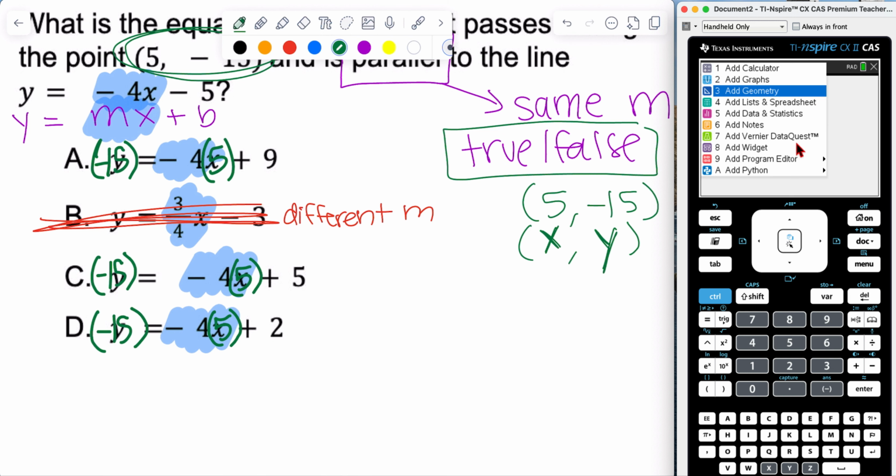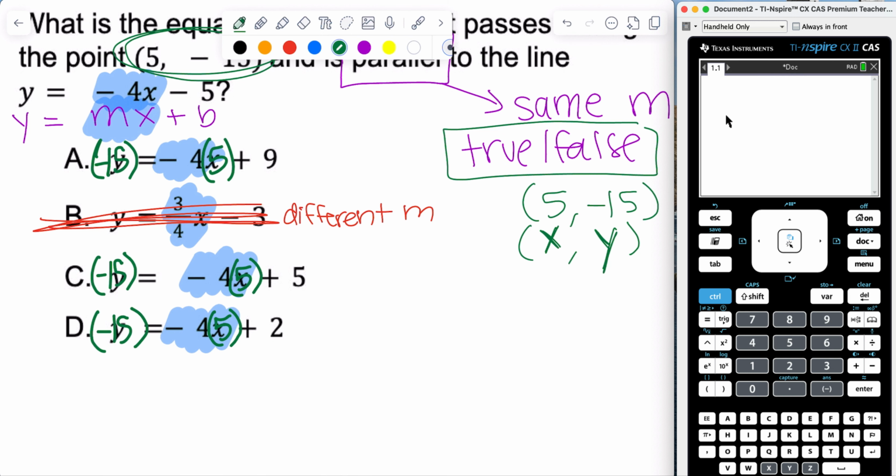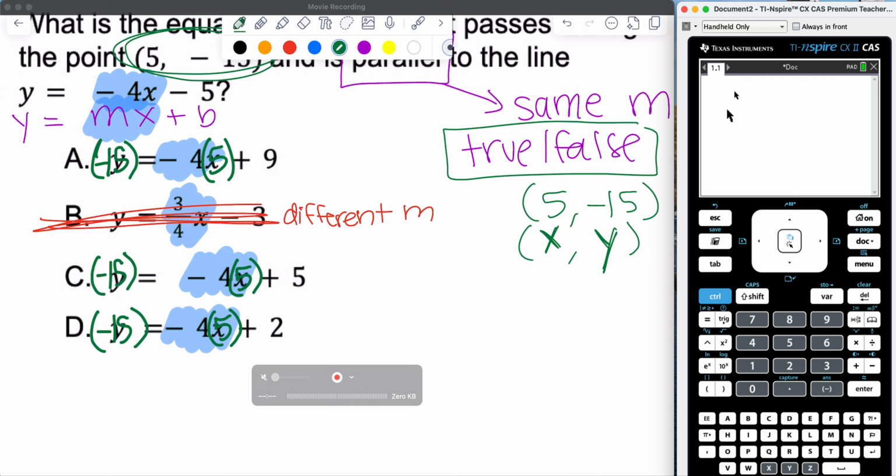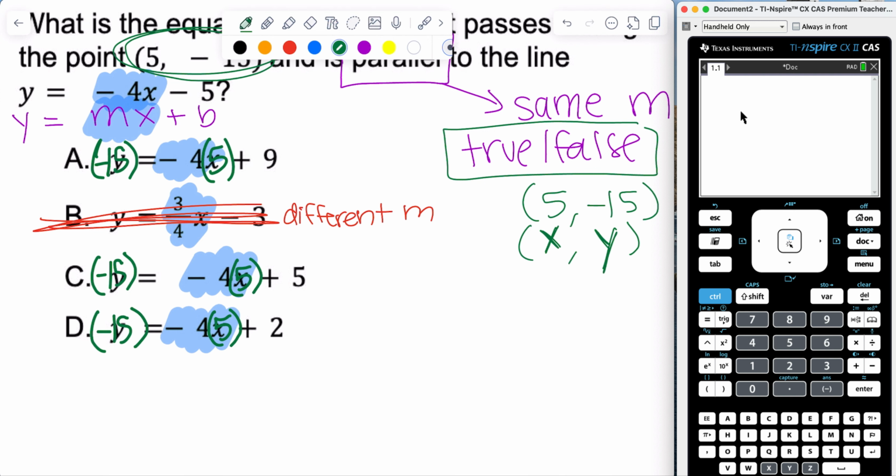Go to new, go to add calculator. Now right here, I'm going to type it exactly how I see it. I have parentheses -15 parentheses equals -4 parentheses 5 parentheses plus 9. Enter. And that gives me false.